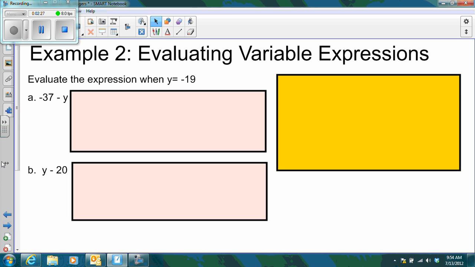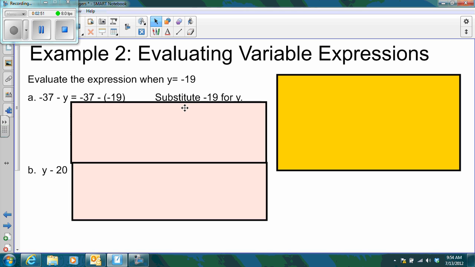A second example is now, what if we have a variable? So I want you to complete the following problems when y is equal to negative 19. If you want to try them on your own, feel free to press pause now and then watch as we go through them. So in the first step, we can say negative 37 minus y. We can substitute negative 19 for the y.